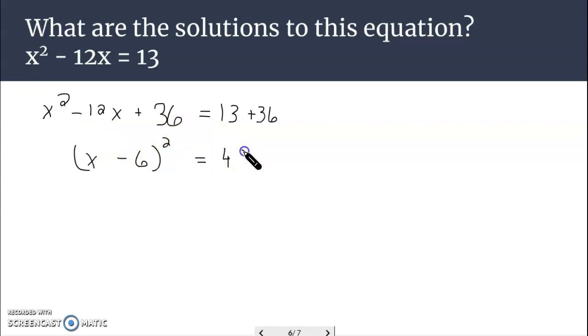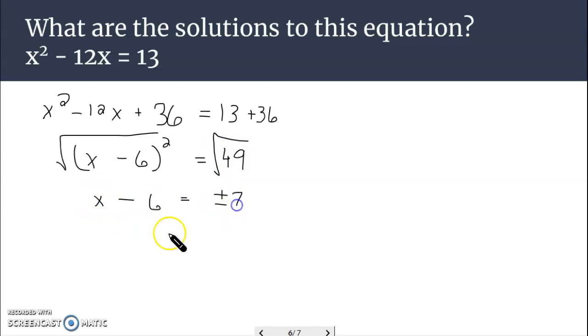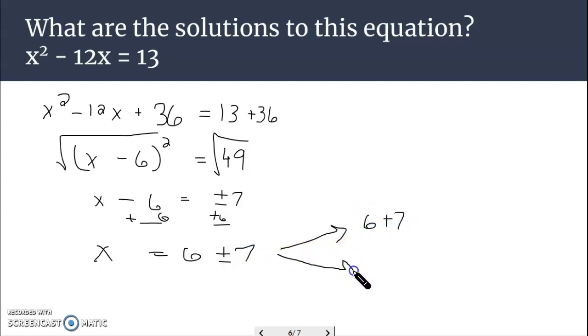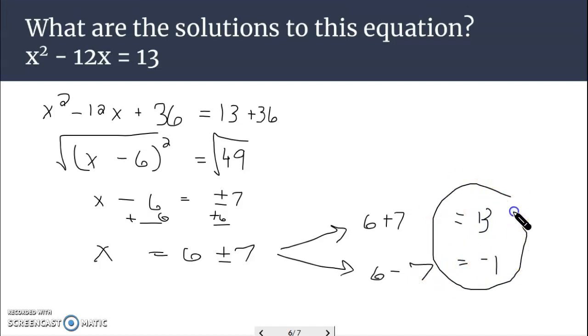13 plus 36, 49. We'll take the square root of both sides. x minus 6 is by itself. Square root of 49 is plus or minus 7. Let's add 6 to both sides. And then we get x equals 6 plus or minus 7. Two possibilities there, 6 plus 7, 6 minus 7. 6 plus 7, 13. 6 minus 7, negative 1. Two answers here for x, 13 and negative 1.